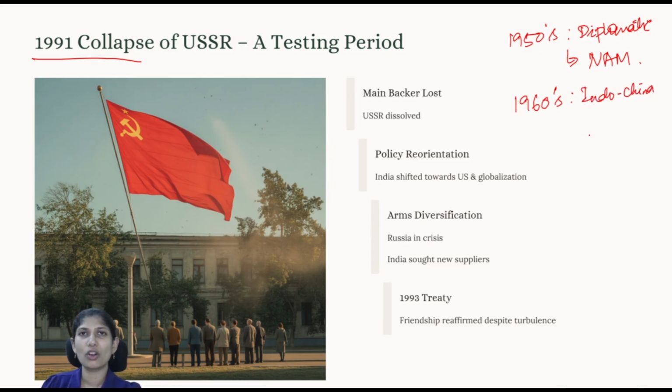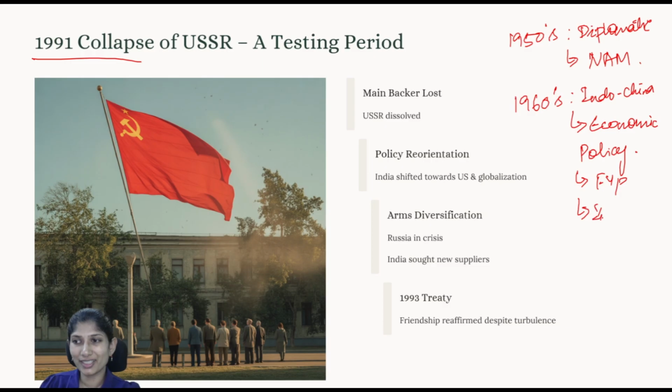Alongside that, we saw a large number of our own economic policy changes with respect to our 5-year plans, with respect to our industrialization, and the Indo-China War opened our eyes, stating the need for India's preparedness in the defense sector, and your Soviet came in to offer that role of defense partnership.